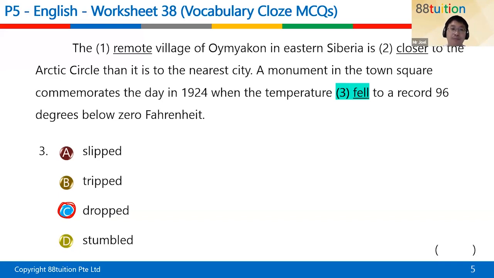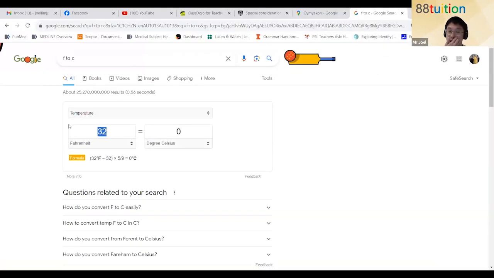So the Americans use Fahrenheit, but in Singapore, we use degrees Celsius. So 32 degrees Fahrenheit is actually 0 degrees Celsius in Singapore. That's your freezing point, right? When water starts to turn into ice. If we go negative 96, that's actually negative 70 degrees Celsius. All right, in the town of Oymyakon in eastern Siberia.